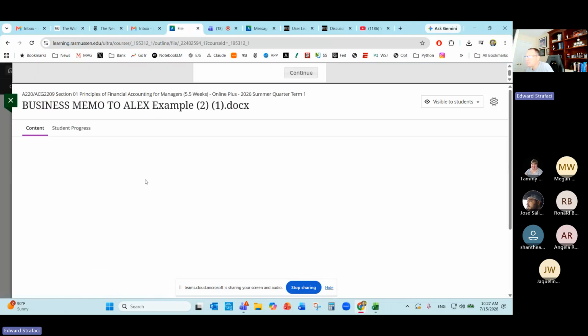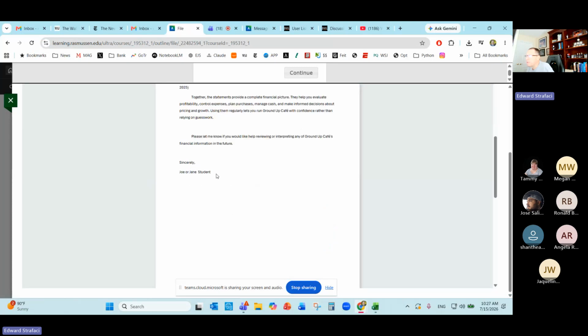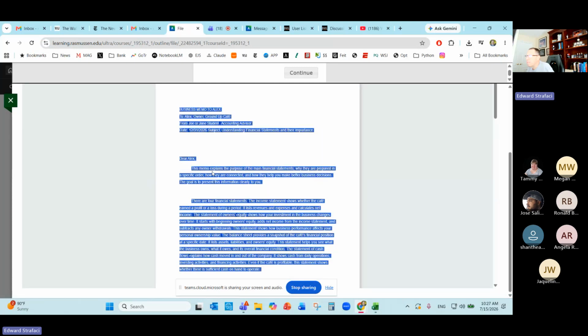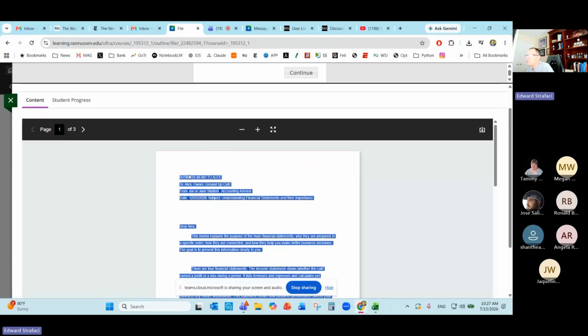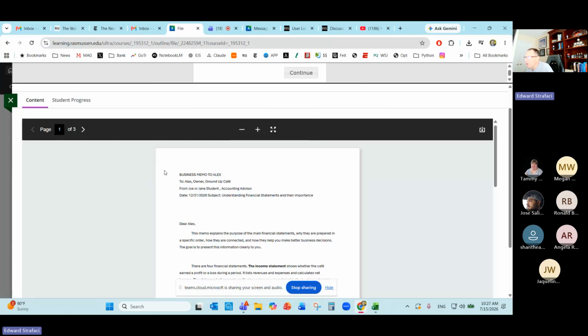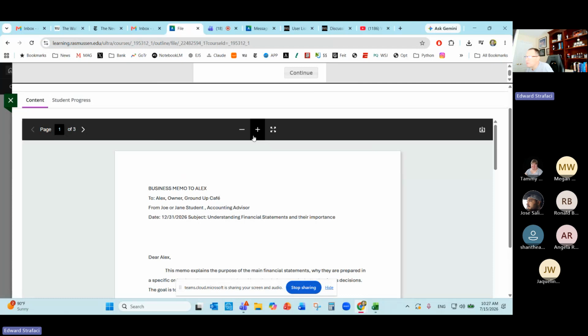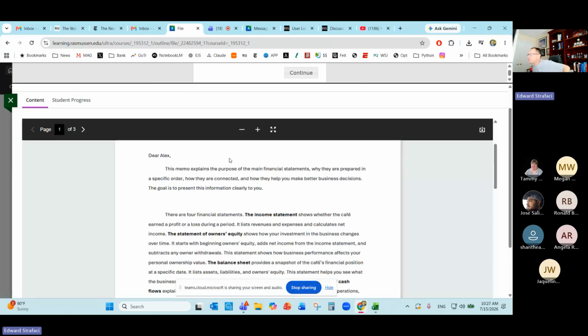So let's take a look at the business memo. With the business memo, I'd rather you put it in your own words and write a good memo. Part of it is to show us that you know how to write a memo too. Let me make this bigger. This memo explains the purpose of the main financial statements, why they are prepared in a specific order, how they are connected, and how they help you make better business decisions.